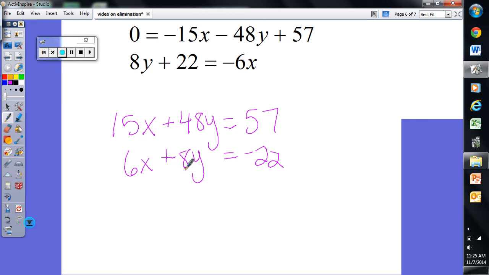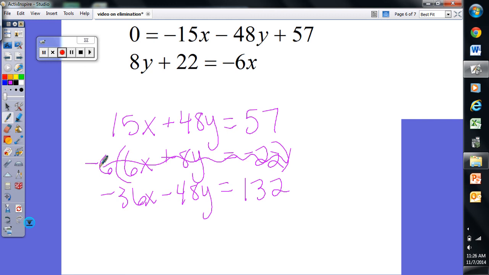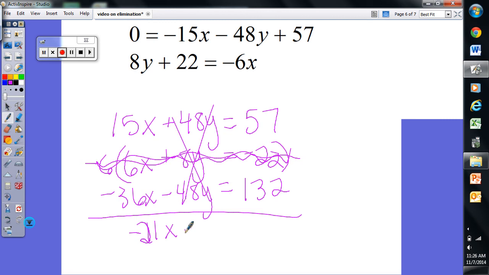But you need to think, if I multiply this by positive 6, these two things are not going to cancel out because they have the same sign. So I need to multiply by negative 6. And that gives me negative 36x minus 48y equals positive 132. So now this equation is gone because I've rearranged it. And now I just add the top and the bottom equation together. And I get negative 21x. The 48y's go away. And I get 189.